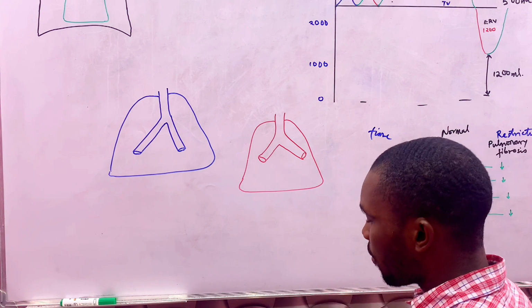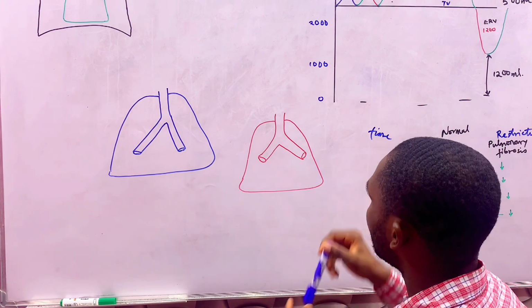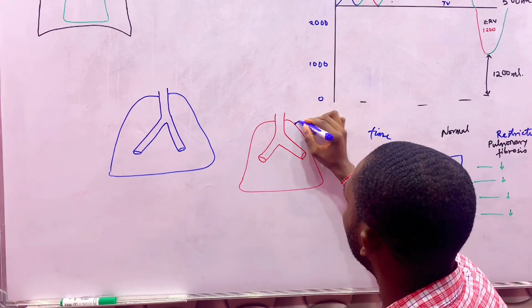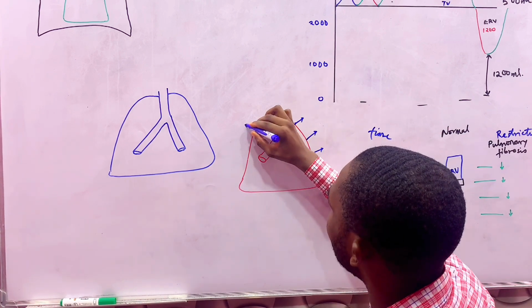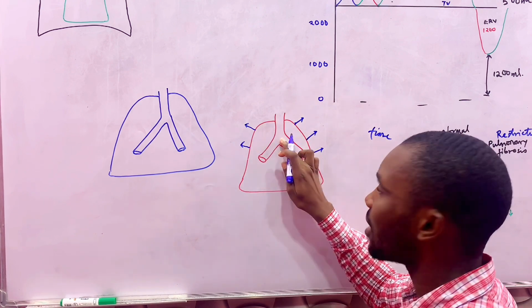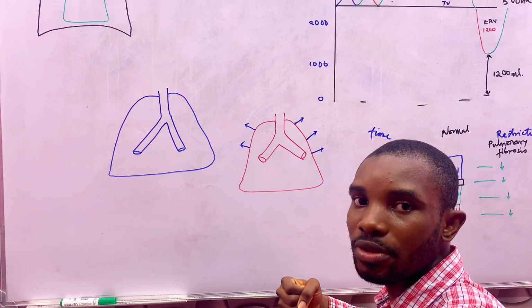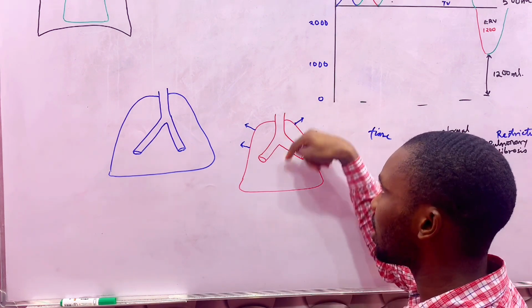Okay, so this is the chest wall that's expanding, and then when it's expanding, what happens? There's a traction on the airways, and this traction now pulls them open very well, allowing air to enter.